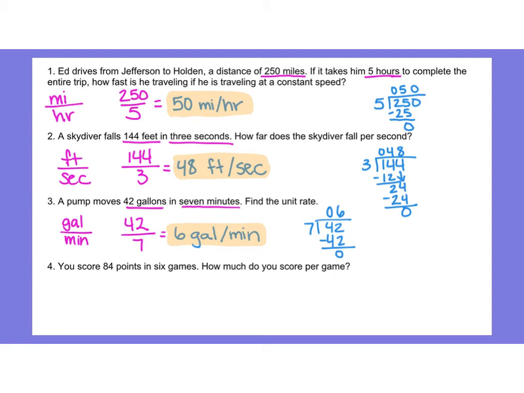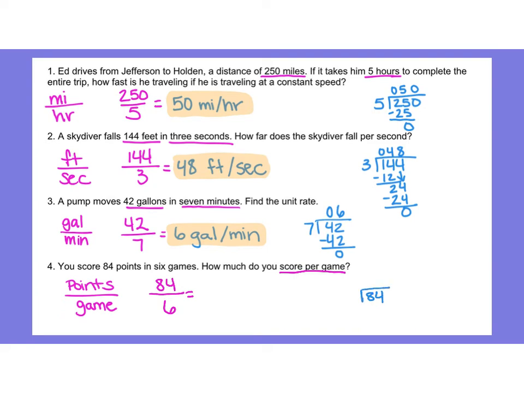And question number 4 says, you score 84 points in 6 games. How much do you score per game? Here we don't see a unit of time, but in our question it says, how much do you score per game? So our unit fraction would be points per game. 84 points are scored in 6 total games. So if we were to divide those two numbers, we would find our unit rate.